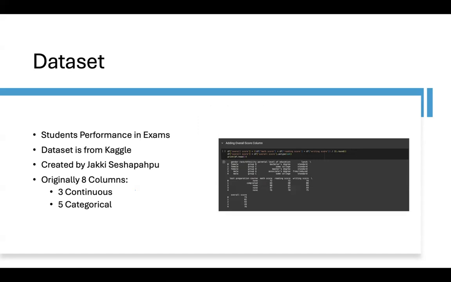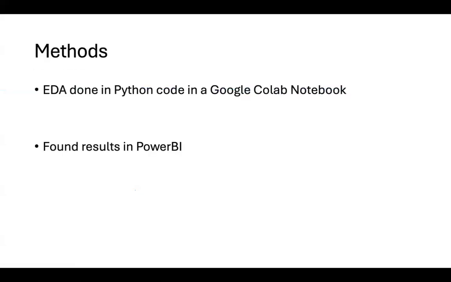Originally had 8 columns, 3 continuous, 5 categorical. But we added one more column. If I remember correctly, there's 3 scores that were our continuous columns, which was math score, reading score, writing score. We add those 3 together, divided by 3, which is total, and rounded it up to make it an int, and called it overall score.